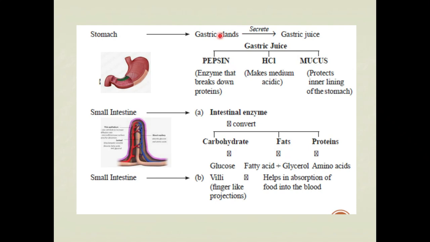In the stomach we have gastric glands which secrete gastric juice, three types: pepsin, HCl and mucus. The enzyme pepsin breaks down proteins. HCl makes it acidic so that pepsin can act upon the food. Mucus protects the inner lining of the stomach from hydrochloric acid. Then in the small intestine, the first stage is the intestinal enzymes which convert carbohydrate into glucose, fat into fatty acid and glycerol, and protein into amino acids. After the conversion, the villi present inside our small intestine have finger-like projections which help to absorb the digested food.